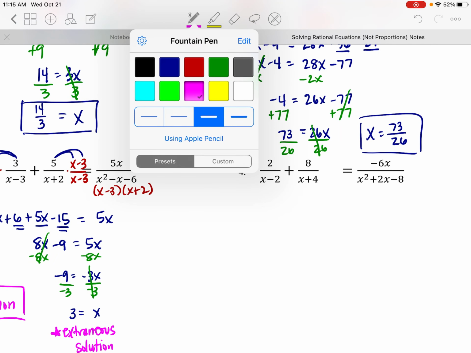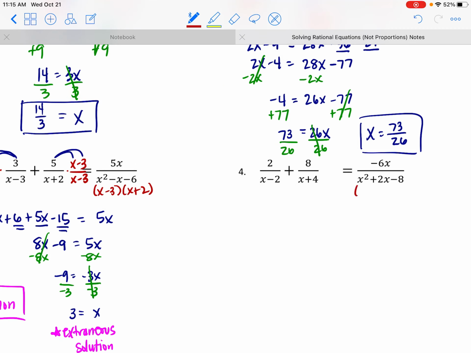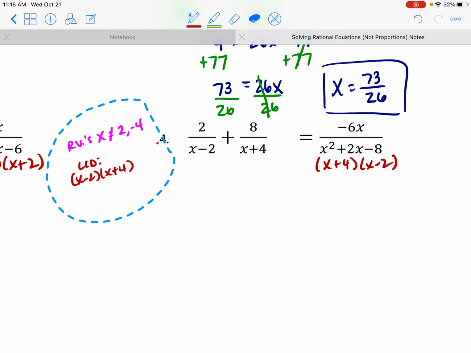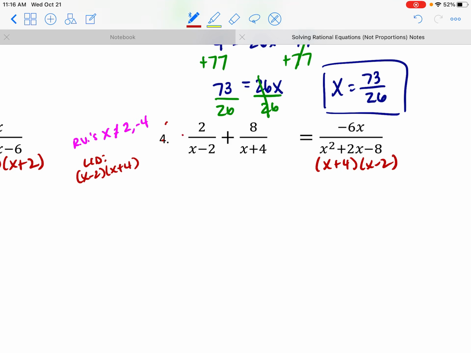Otherwise, let's see. This denominator is going to factor into an x plus 4 and an x minus 2, which is convenient because that's what we have in our other two fractions. So I know my common denominator is going to have to include both the x minus 2 and the x plus 4, and I can also see my restricted values, that x cannot equal a positive 2 or a negative 4 because positive 2 and negative 4 zero out some of those denominators. Okay? First fraction, missing the x plus 4. Missing the x plus 4.